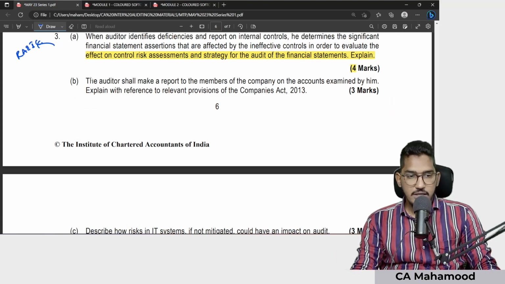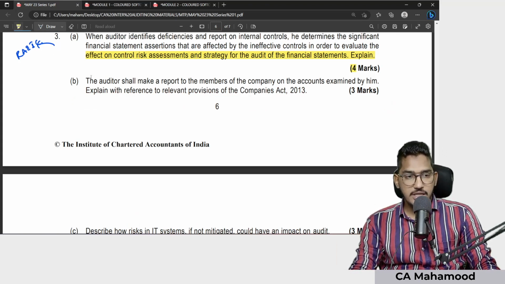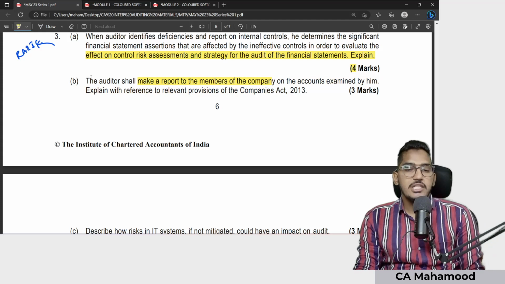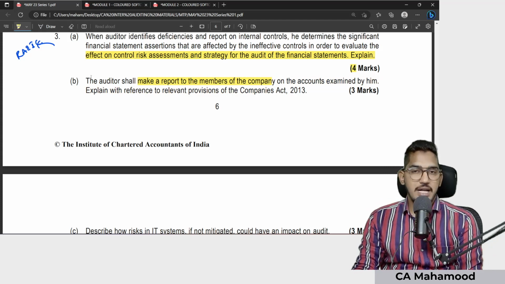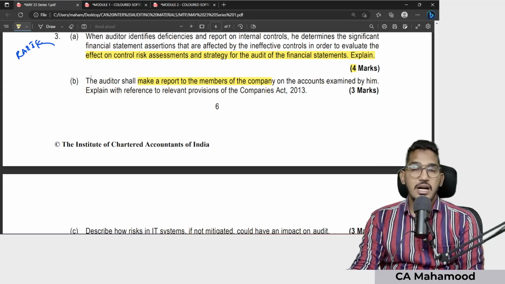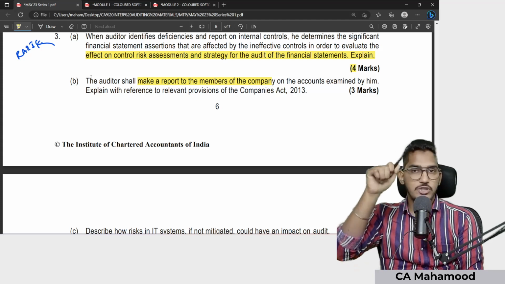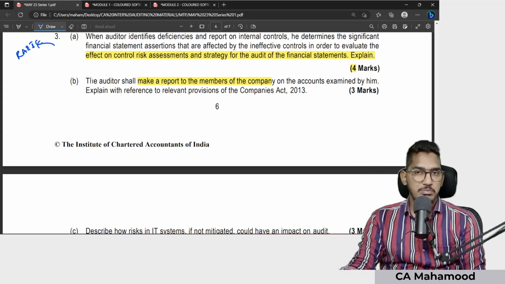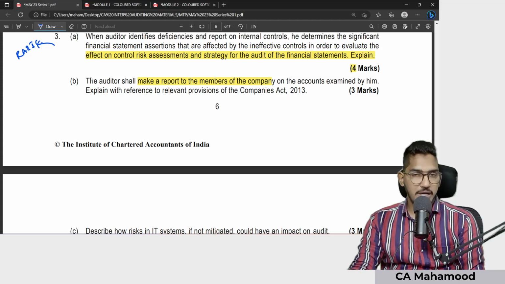Next point. This next question is from company audit. The auditor shall make a report to the members of the company on the accounts examined by him, explained with reference to provisions of the Companies Act. Nothing but this question is regarding rights of the auditor. If you open the rights of the auditor question, in that one of the points you will be able to find is the right to report to the members of the company. That paragraph you have to write here.